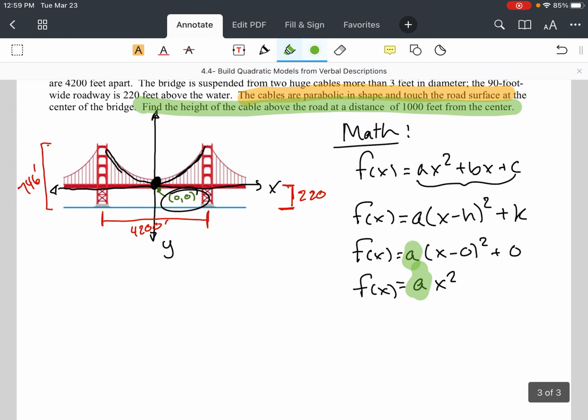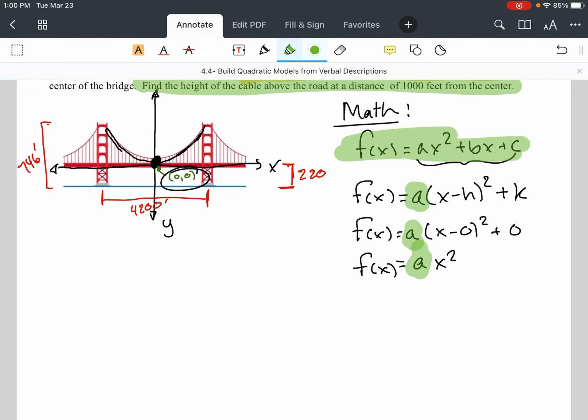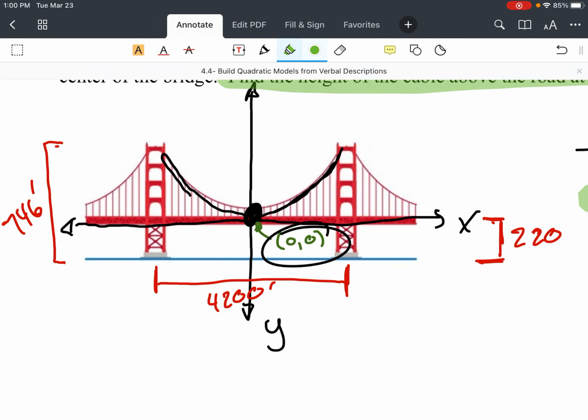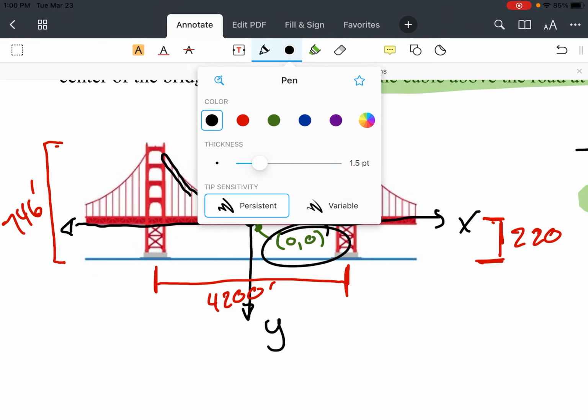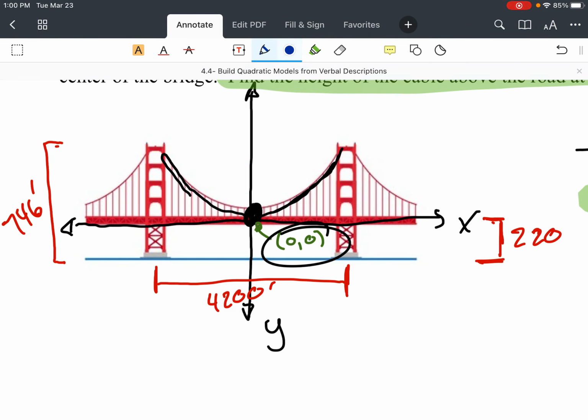Okay, now here's the issue. We don't know what a is right now. Okay, so in all of these we have a, but it is simplified from what we have here. So what we need to do from here is figure out what a is. And the way we're going to do that is by figuring out what one other point is on our parabola.